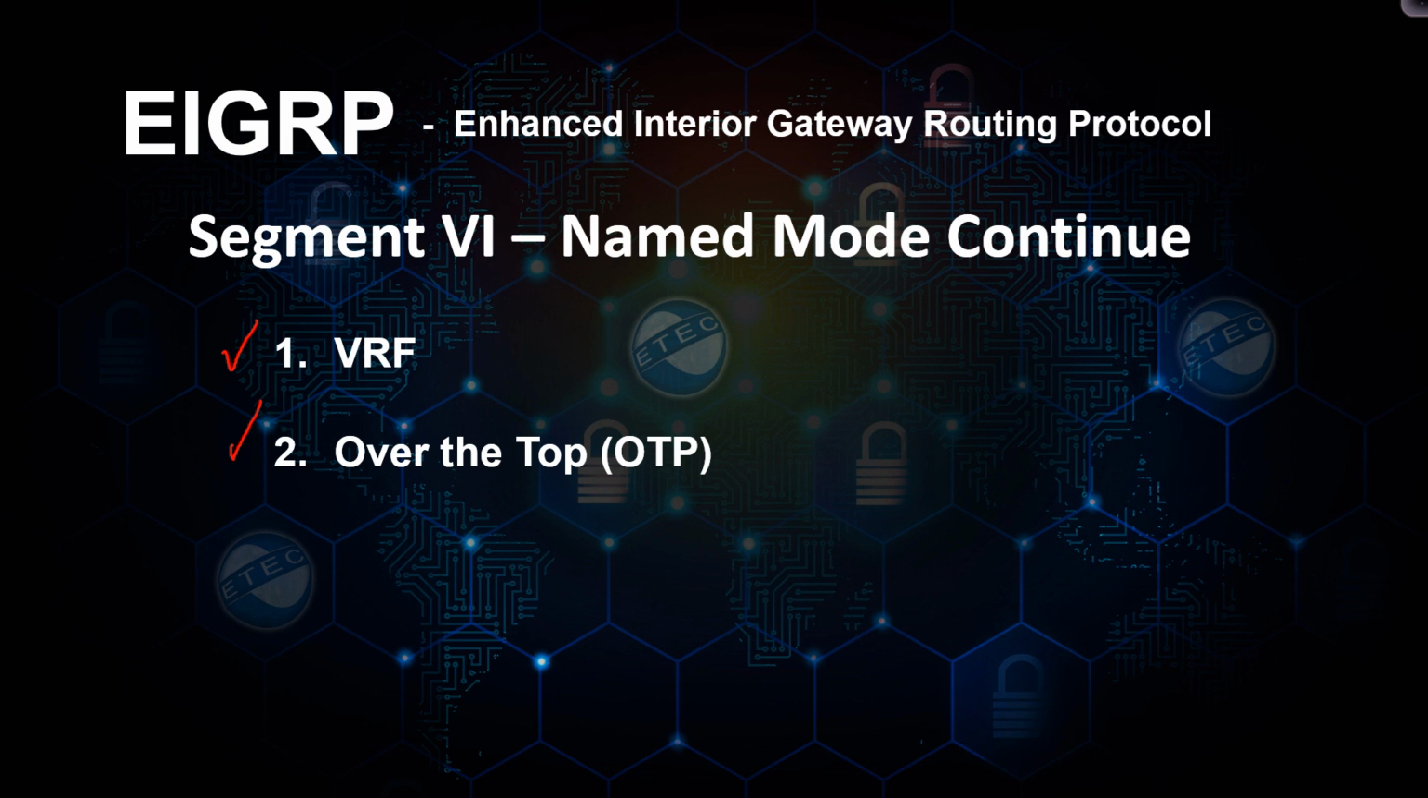And over-the-top EIGRP is a feature that enables site-to-site EIGRP operation, as it can function transparently or privately on top of a public WAN connection.